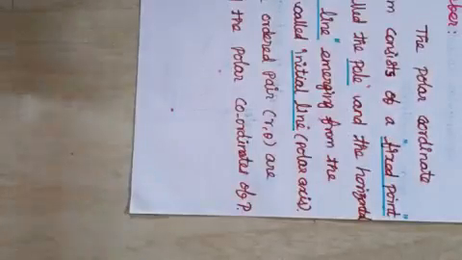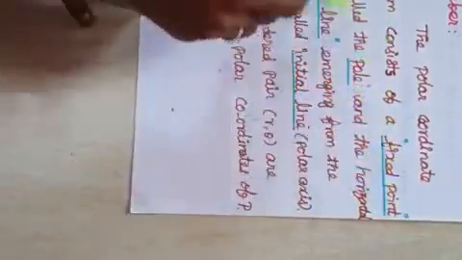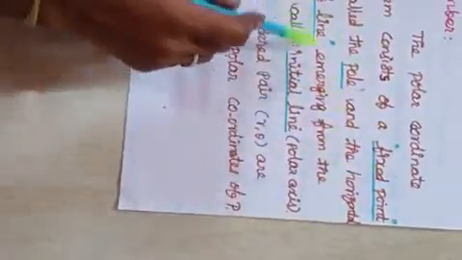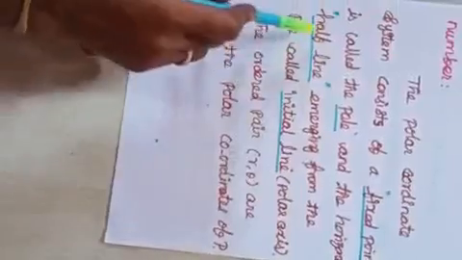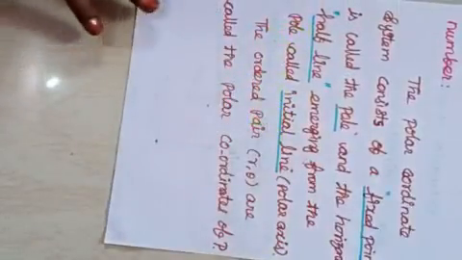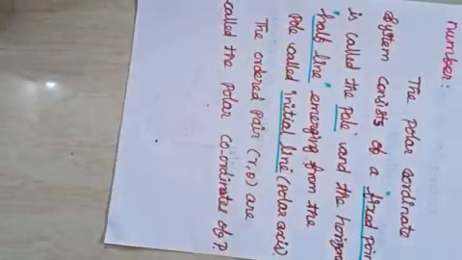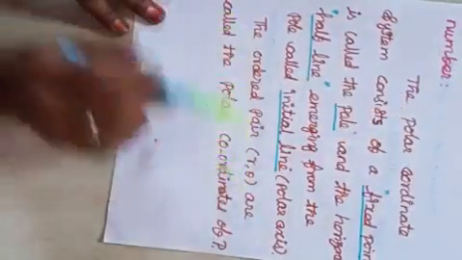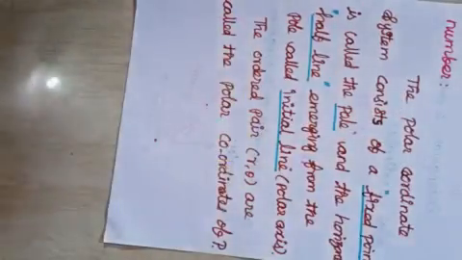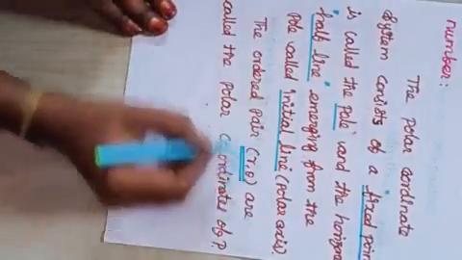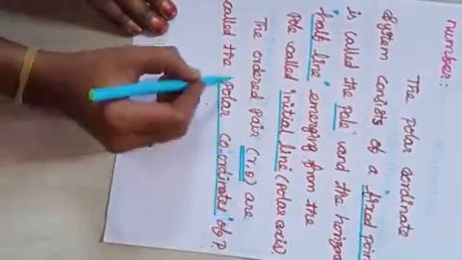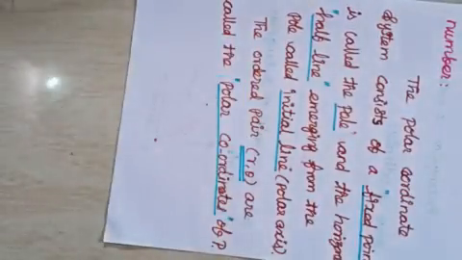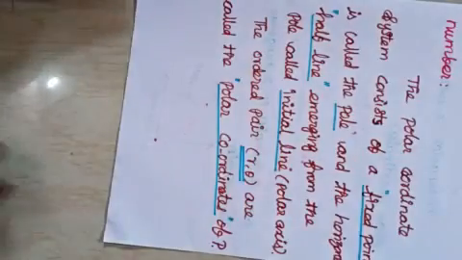Okay, now see again the definition. The polar coordinate system consists of a fixed point called the pole, and the horizontal half line emerging from the pole is called the initial line. Now we say polar axis. In polar form, the ordered pair r, theta are called the polar coordinates. What are the polar coordinates? r, theta. Okay. Now see the diagram.